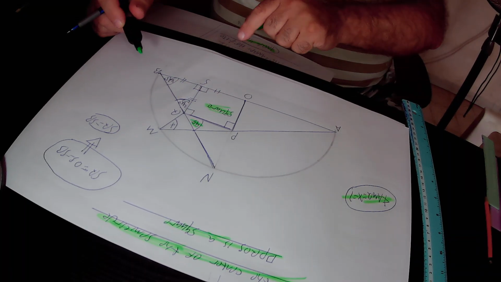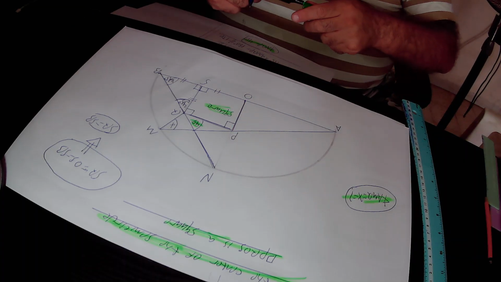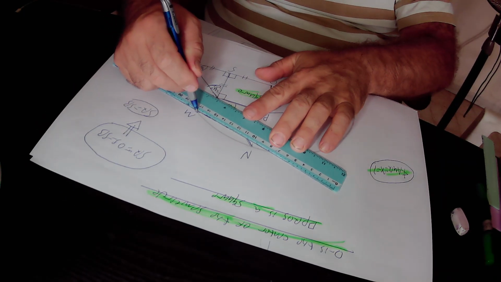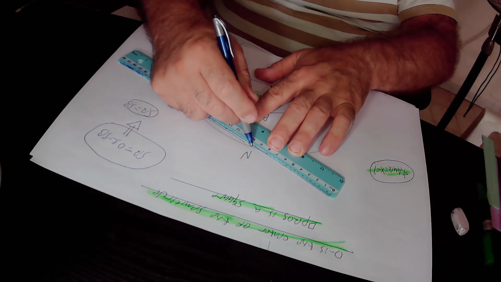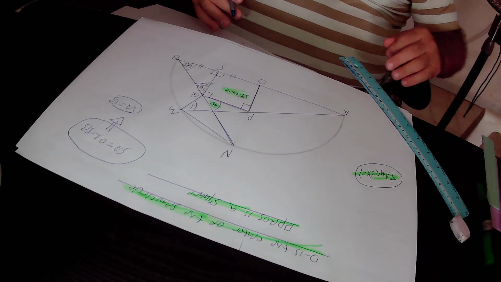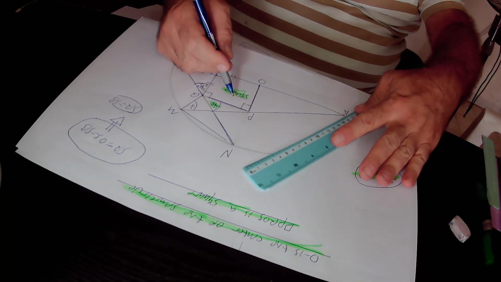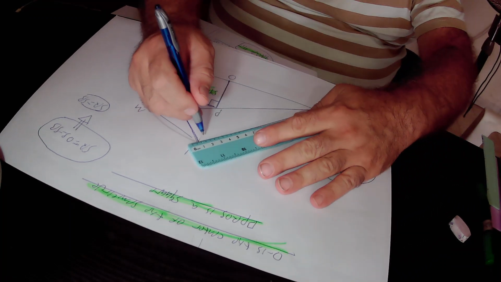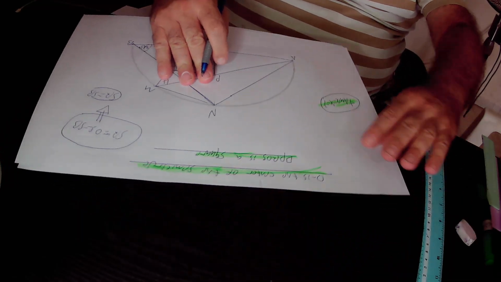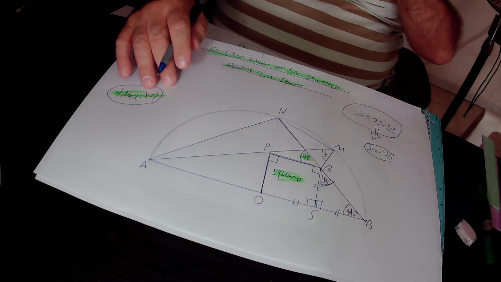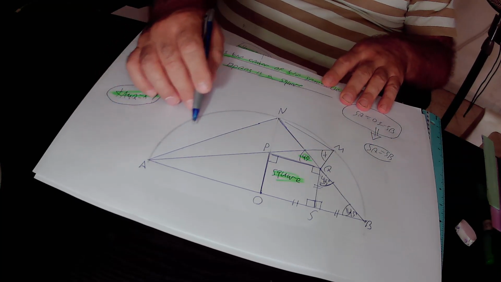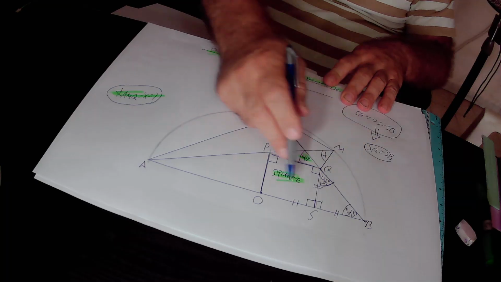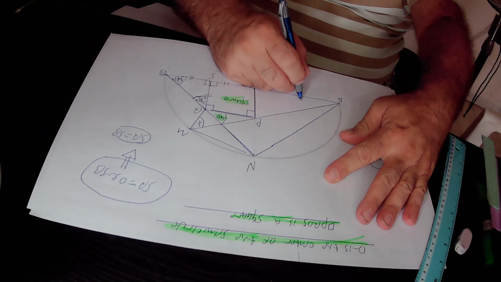In the next step, we'll join points M and N together by a straight line. And we will join points N and A together by a straight line. By joining points N and A, we create triangle ANB. This is triangle ANB. Triangle ANB subtends on AB. AB is the diameter of this semicircle.